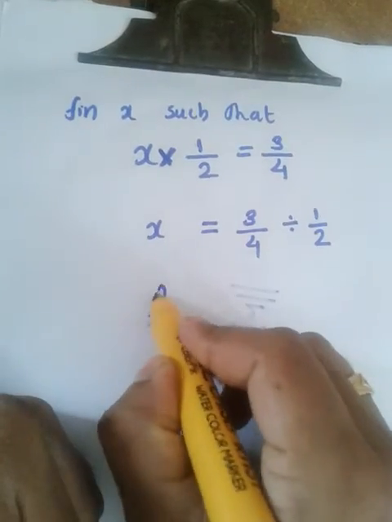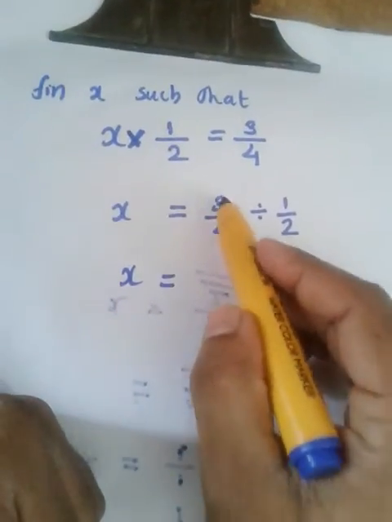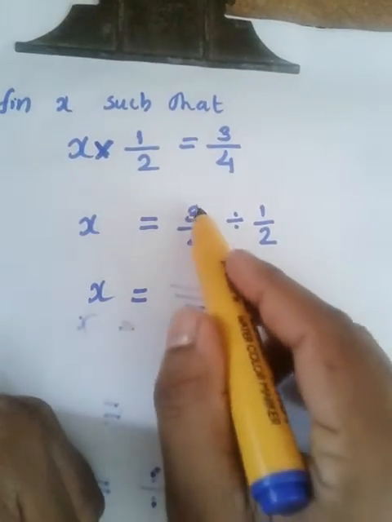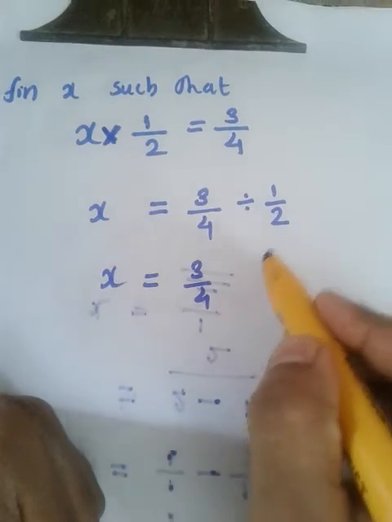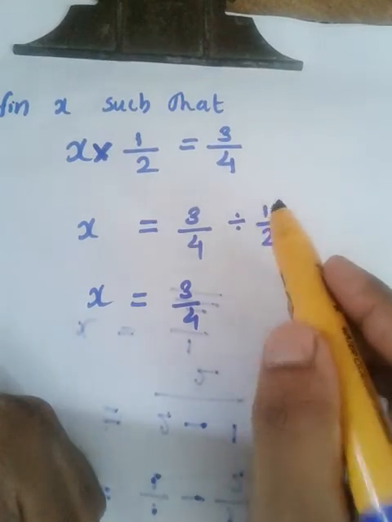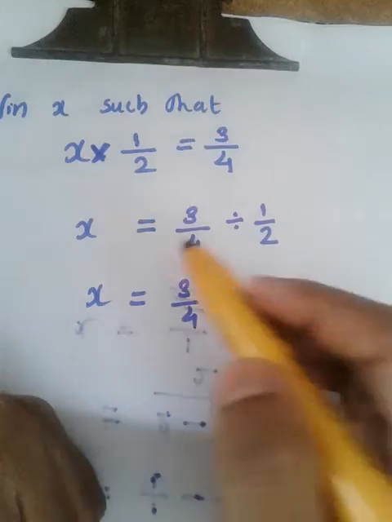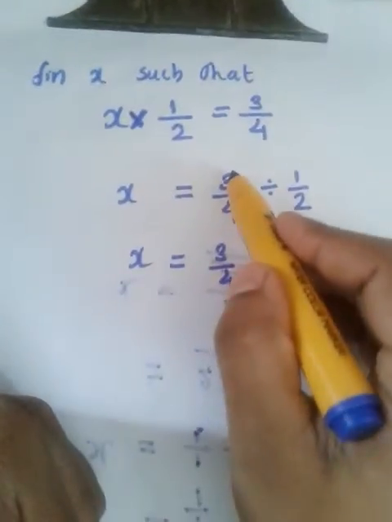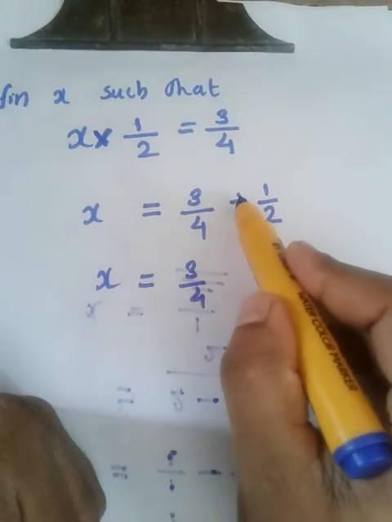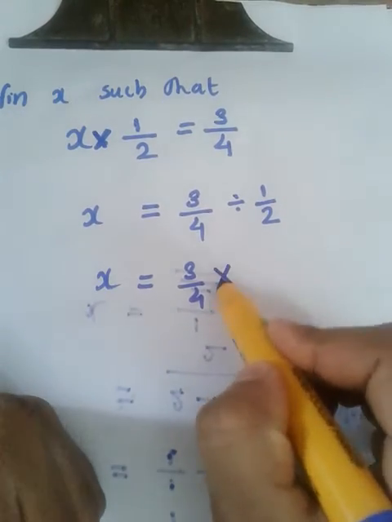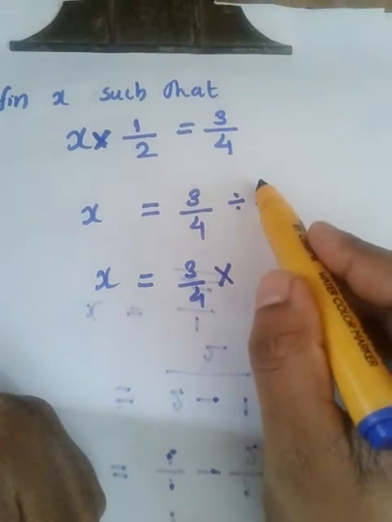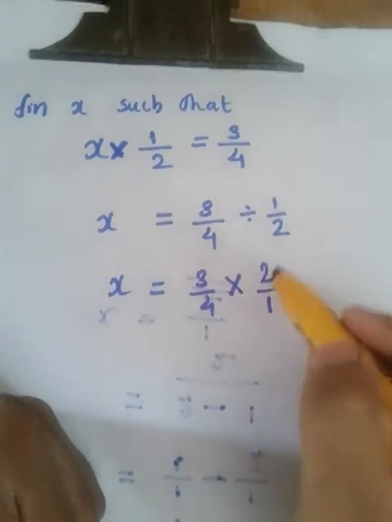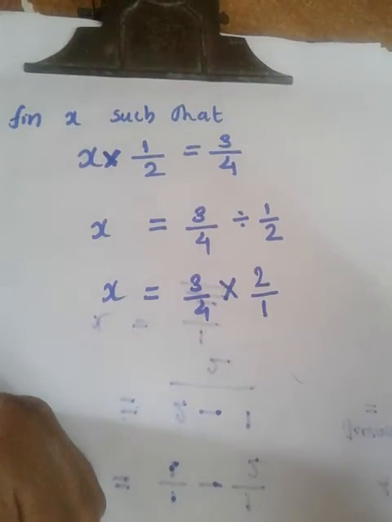Yes. Now just see, it becomes x is equal to 3 by 4 divided by 1 by 2. You know how to divide two fractions. Just maintain the first fraction as it is and take the reciprocal of the second fraction and multiply with the first fraction. We discussed in the last video how to divide two fractions. Maintain the first fraction as it is, then change the division sign into a multiplication sign, and take the reciprocal of the second fraction. That means 1 by 2 becomes 2 by 1. This is how to divide two fractions. Is it clear for you?